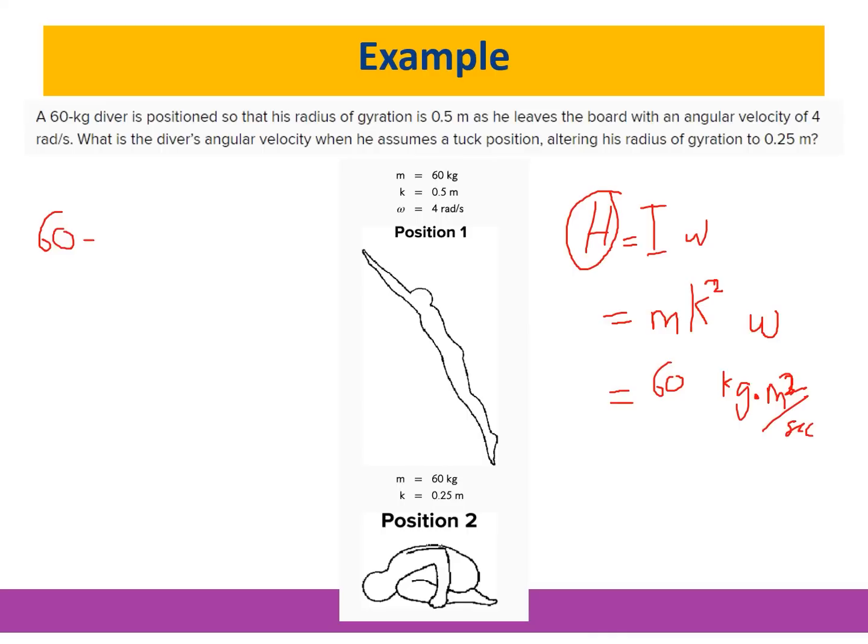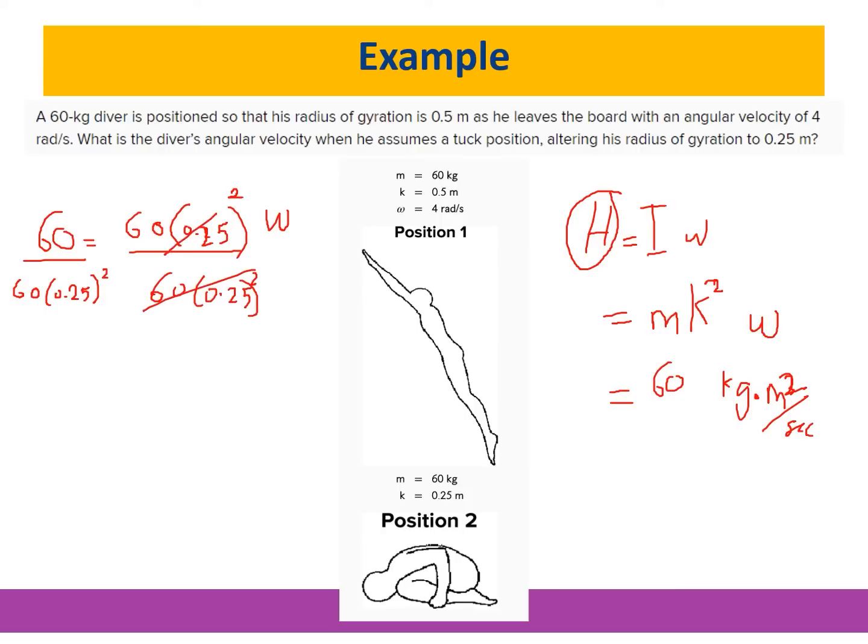So 60 should equal the data from position 2, where the mass is the same, correct? So that's 60 kilograms multiplied by k squared. Now k is 0.25, right? If I'm giving it to you in centimeters, you always need to make sure that it is in meters. 0.25 square, and you multiply it by W, which we don't know, right? Now, divide everything by 60 multiplied by 0.25 square. That goes with this. How much is W? 16. So W is 16 rad per second. Don't forget the dot.